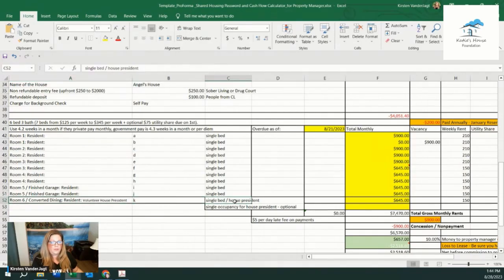This is a single bed, single occupancy. So he or she is paying the same as other private payers, but the benefit is that it's single occupancy in the room or the space. And this is normally the person who just naturally likes to speak up and say something's broken or something's not right.